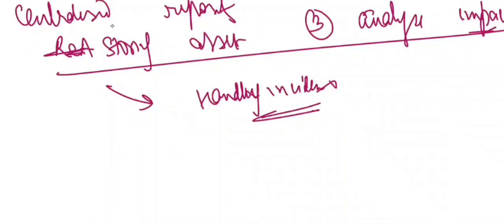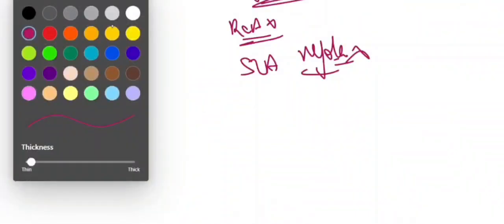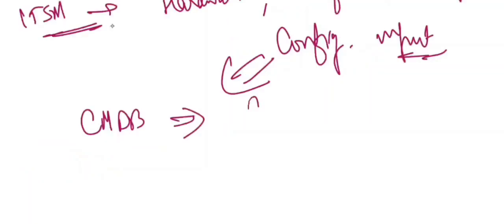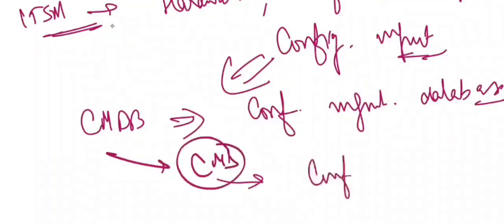See, this ITSM process focuses on what? Let me explain. This ITSM process focuses on hardware. It focuses on software. It focuses on the relationship between hardware and software, and that is what we call configuration management. And its database is called CMDB. What is CMDB? Configuration management database, which together forms the CMS. CMS means configuration management system. See how they are linked together.